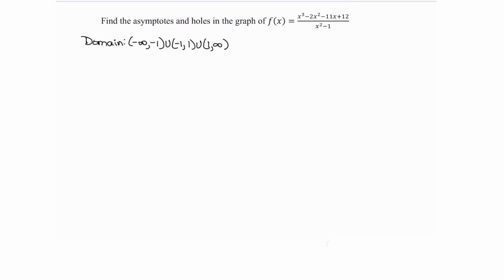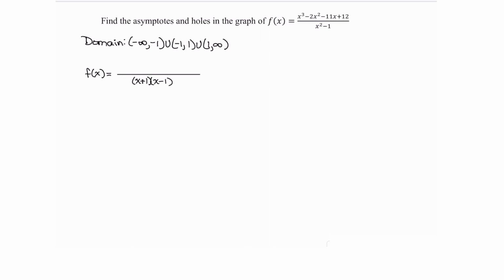Now once we have the domain, the next thing we want to do is see if the function f of x can simplify. To do that, we want to factor the numerator and denominator of the original function. We already spoke about the factorization of the denominator. It's (x plus 1)(x minus 1). The factorization of the numerator is a little bit more tricky because it is a cubic.